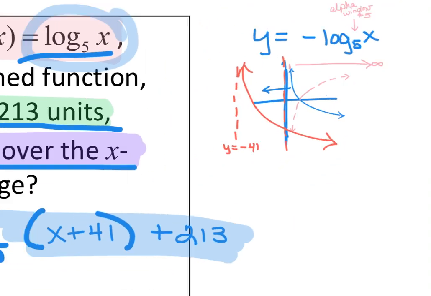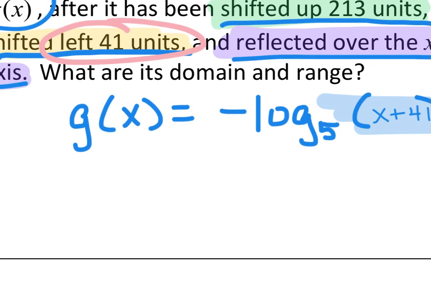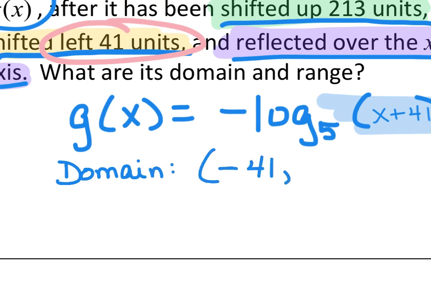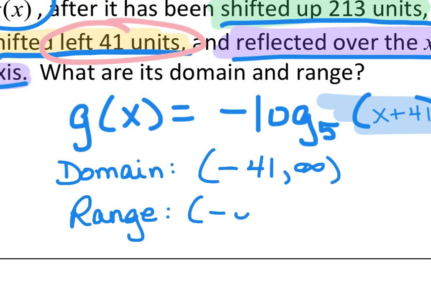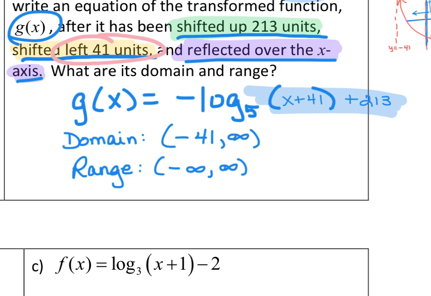And so now we can do the domain and range, and the domain would be negative 41 with a round parenthesis because it doesn't touch negative 41. There's an asymptote there. Negative 41 to infinity. And then the range would be all real numbers. So any logarithmic function, no matter what the transformations and shifts are, the range is all real numbers.